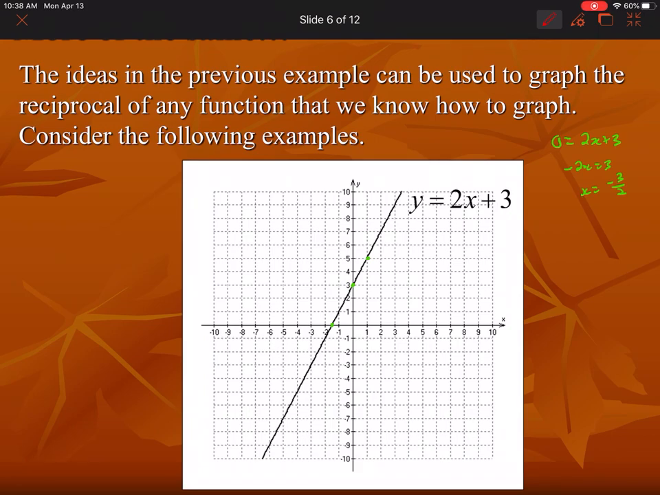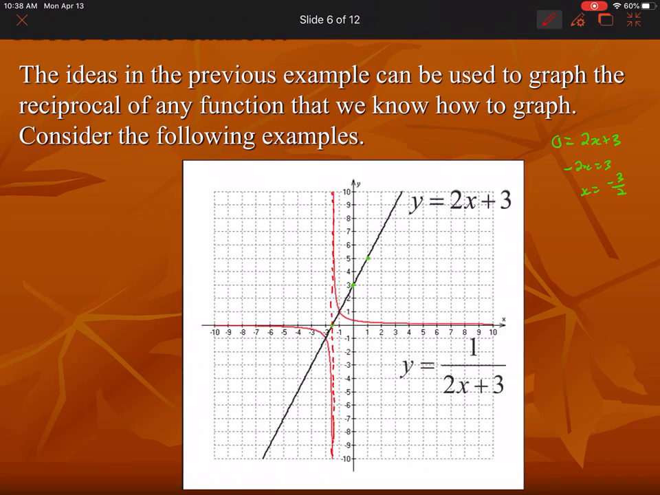The important thing here is there's a vertical asymptote right here where y equals 2x plus 3 is 0. If I go 1 over 0, I get a vertical asymptote. It can't exist there. You can't go 1 divided by 0. So where the y values of my original function are 0, when I go to do the reciprocal function, I get a vertical asymptote there. The rest of it is just the thinking I did previously.